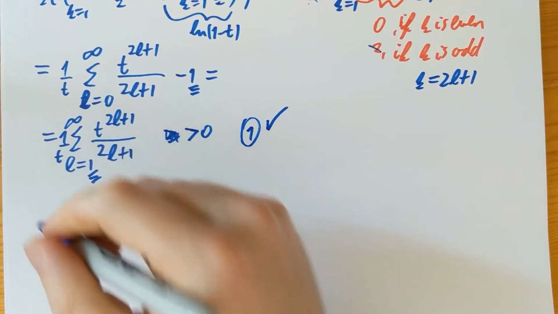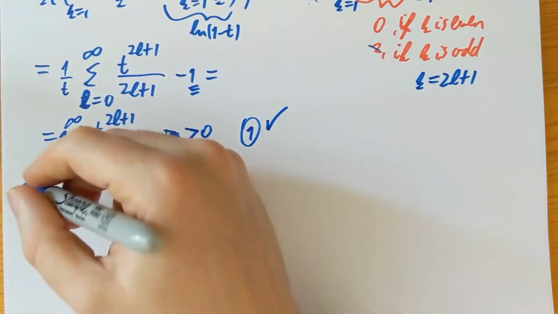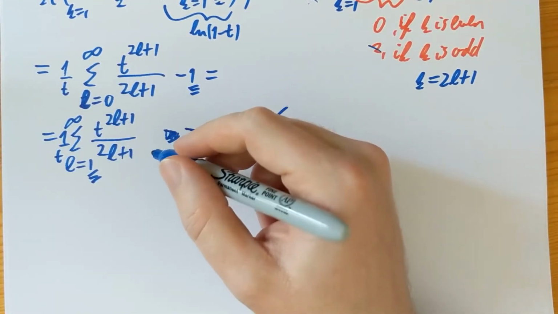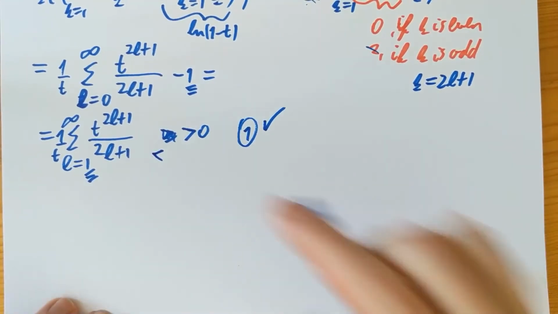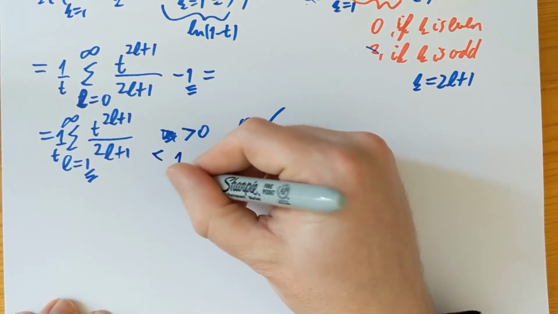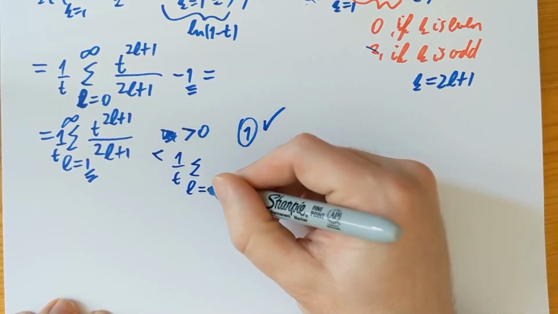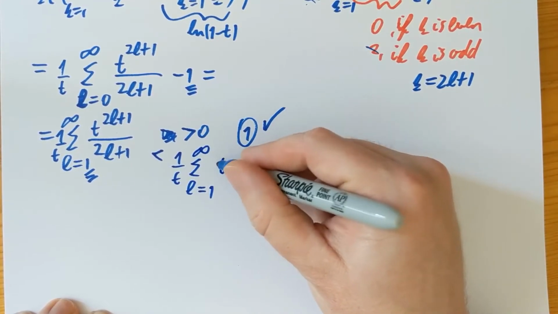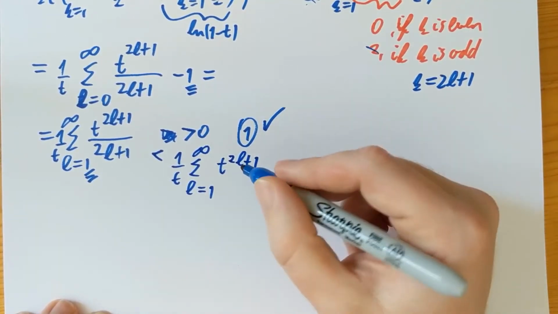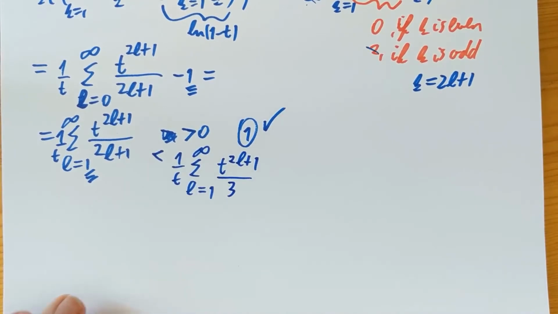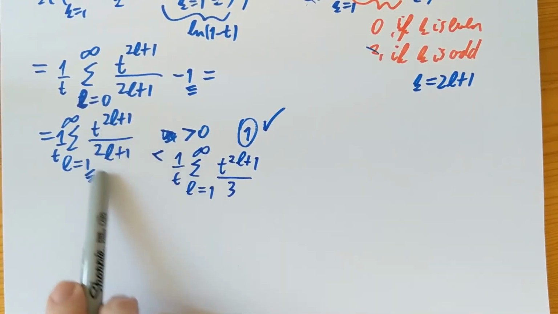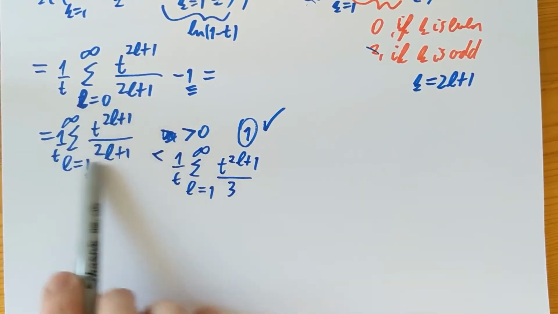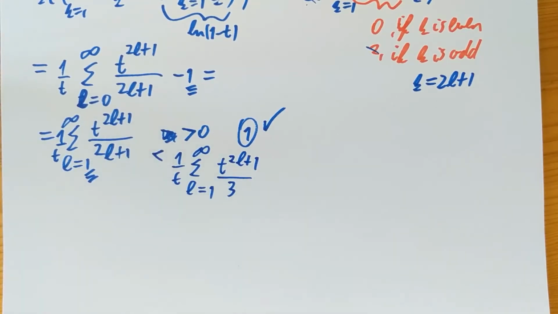Step 2, in fact, I can proceed with this calculation. And say that this is smaller than 1 over t sum from 1 to infinity t to the 2l plus 1 over 3. And the reason is that when l equals 1, then this is a 3. When l is larger than 1, then this is larger than 3. So it's smaller than if I just replace that by 3.